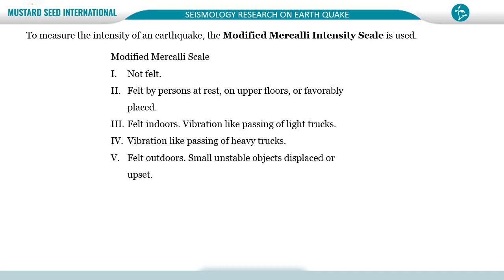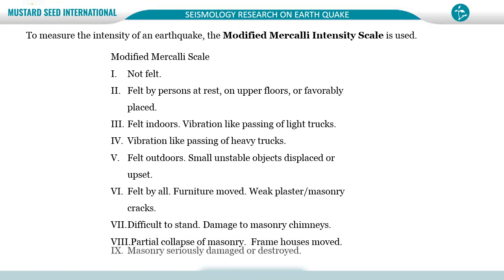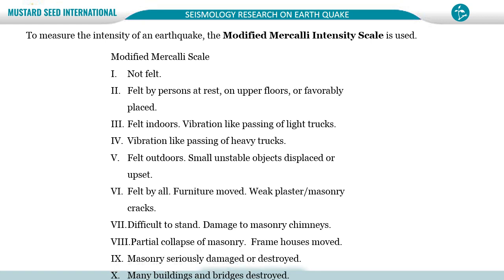Felt outdoors. Small unstable objects displaced or upset. Felt by all. Furniture moved. Weak plaster. Masonry cracks. Difficult to stand. Damage to masonry chimneys. Partial collapse of masonry. Frame houses moved. Masonry seriously damaged or destroyed. Many buildings and bridges destroyed. Rails bent greatly. Pipelines severely damaged. Damage nearly total.